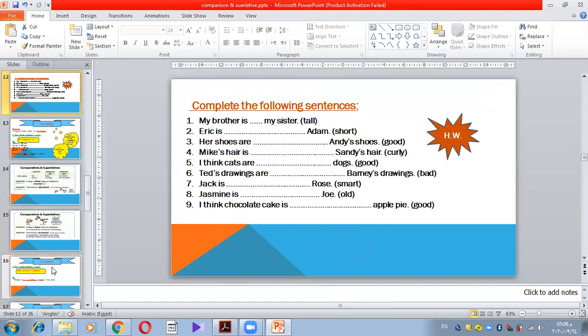Complete the following sentences. My brother is my sister. I want to make the comparison. How can you make it? Using the word tall. Eric is Adam, short. Her shoes are Anna's shoes, good. Mike's hair is Sandy's hair, curly. I think cats are dogs, good. Ted's drawings are Barney's drawings, bad. Jack is Rose, smart. Jasmine is Joe, old. I think chocolate cake is apple pie, good. Okay, so that's your assignment.